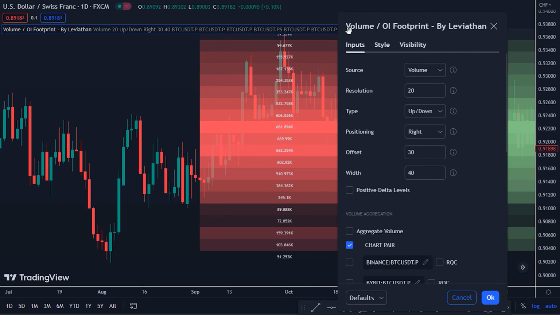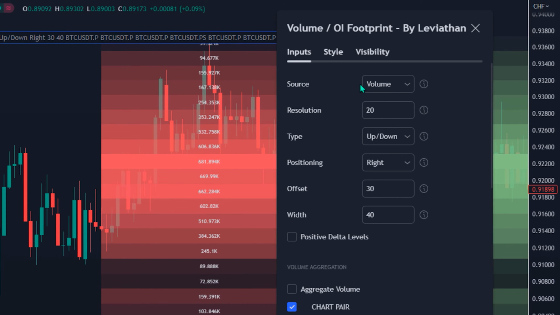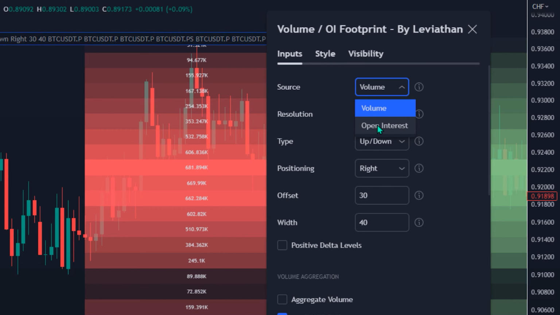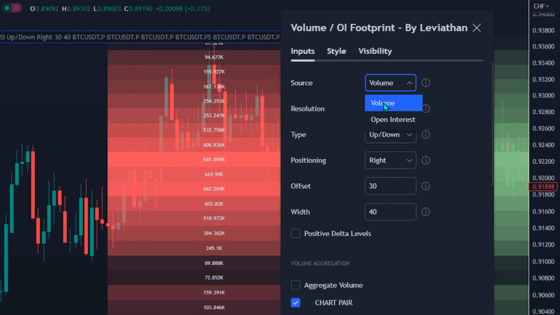Under the Input settings, there is the source. This input lets you choose the data that will be displayed in the footprint bar. Take note, the open interest part only works for crypto, but the volume part works on every pair where volume data is provided. Therefore, if you set volume as the data source, you can use the script on any pair you want, as long as its volume data is available. And if your data source is open interest, then you're limited to crypto futures pairs listed on Binance, because this is where OI data is available.